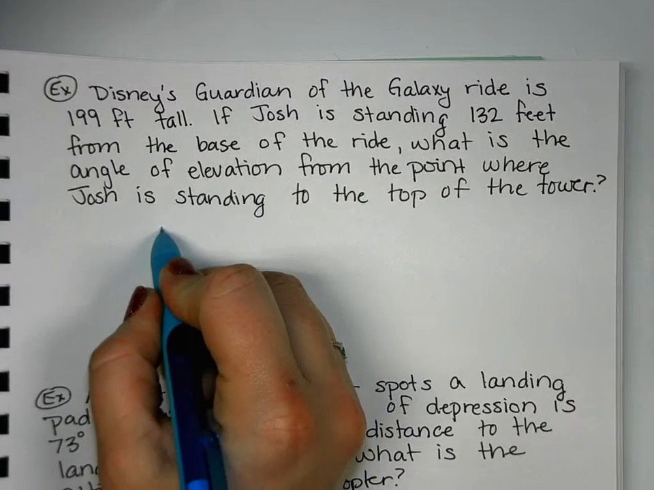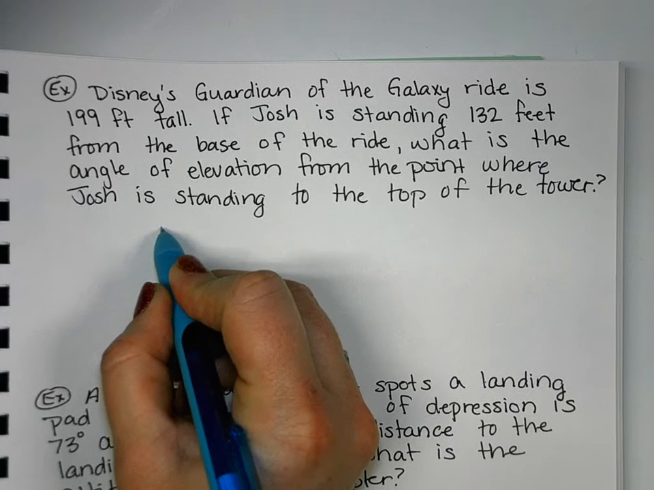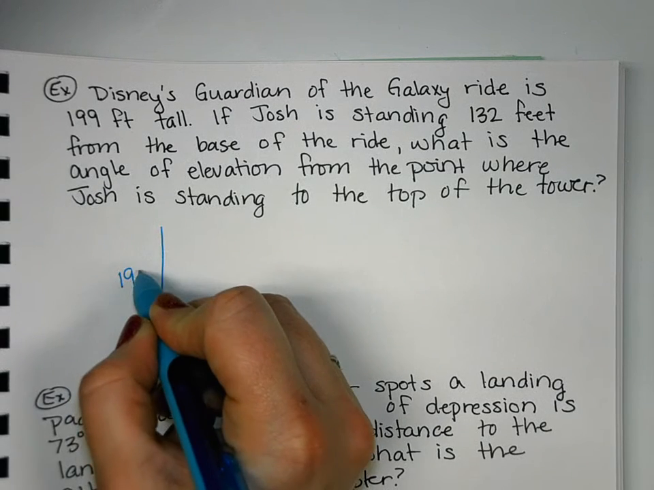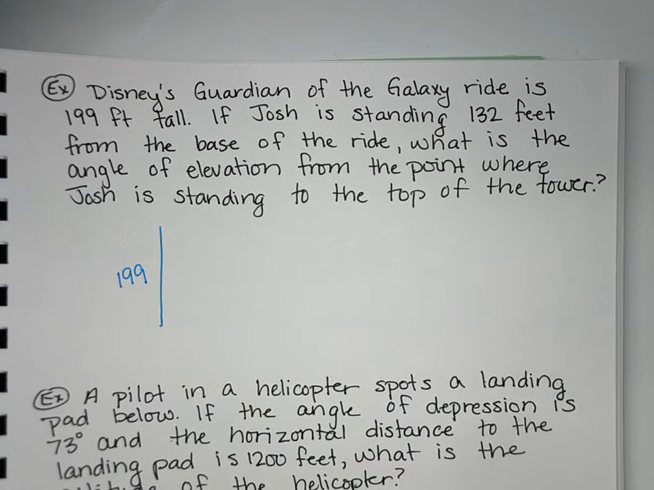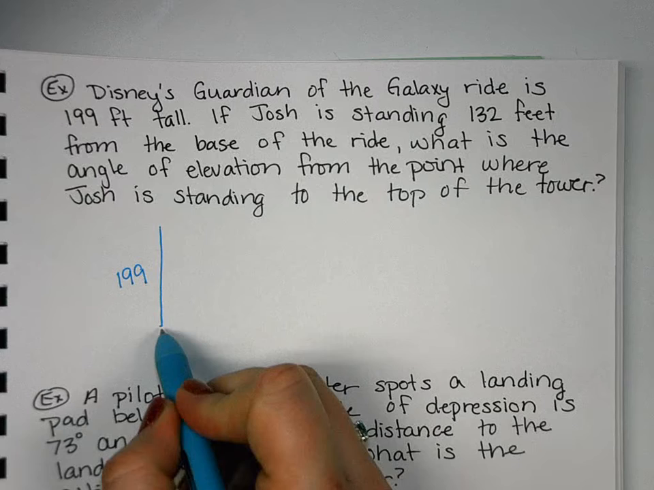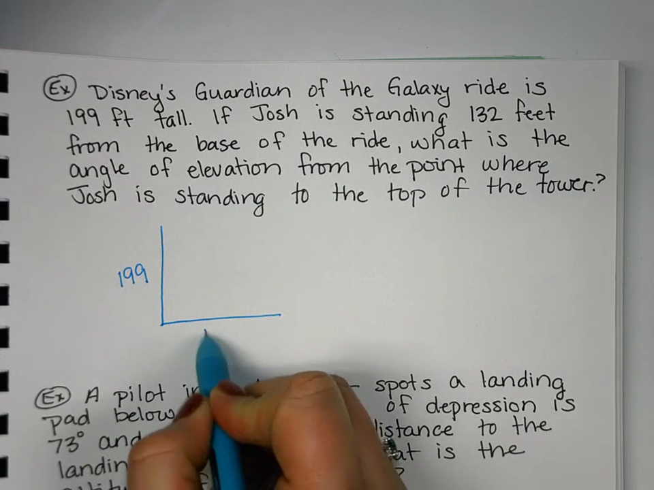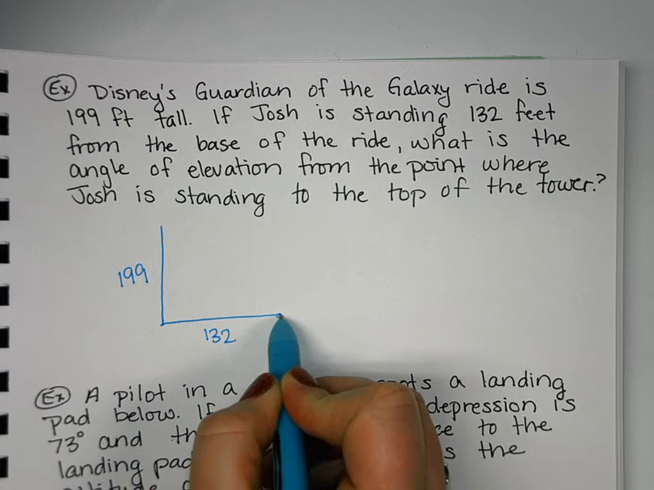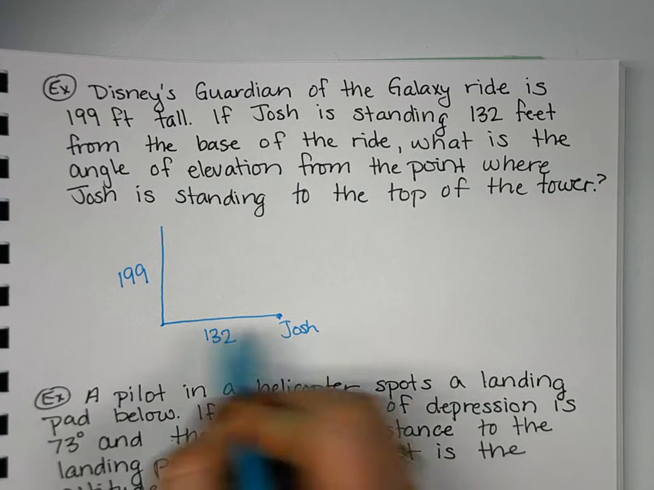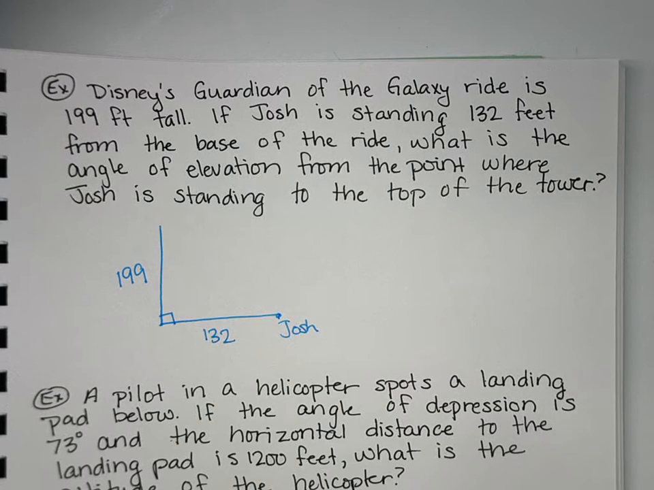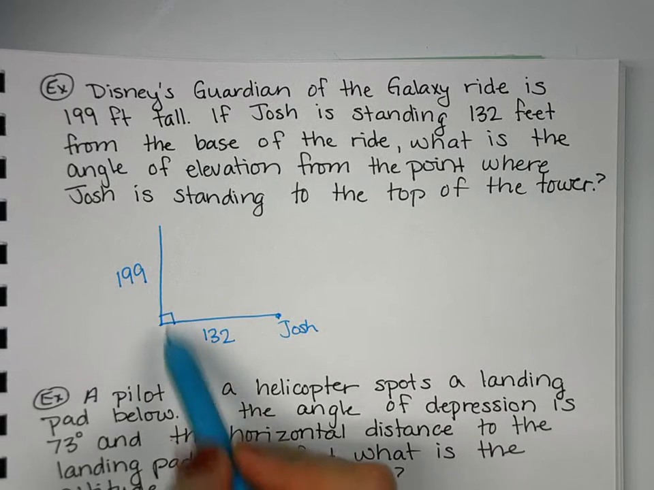Okay, so here I'm going to draw my Guardians of the Galaxy ride. It's one big tower. It's 199 feet tall. If Josh is standing 132 feet from the base, so let's go 132 feet this way, there's Josh, waiting in line. And again, we're making the assumption the ride was built straight up and down.